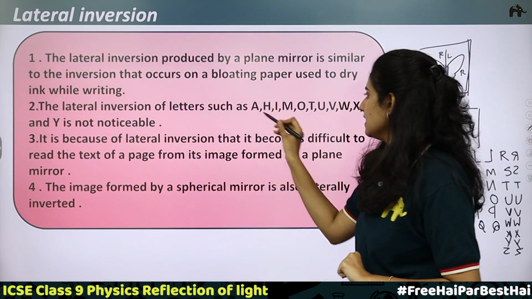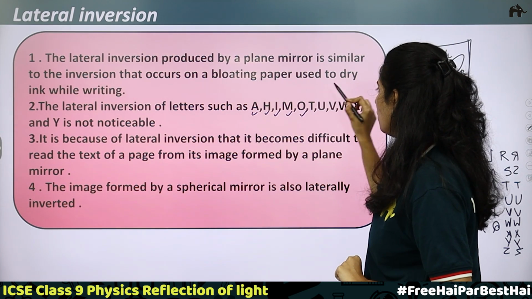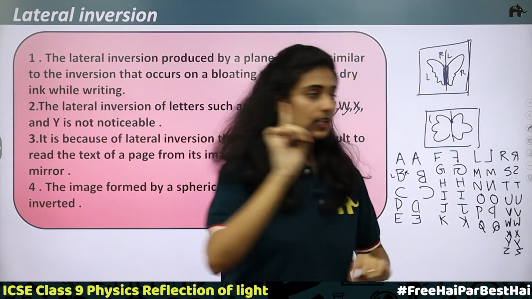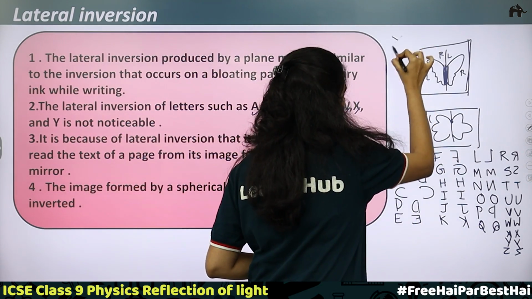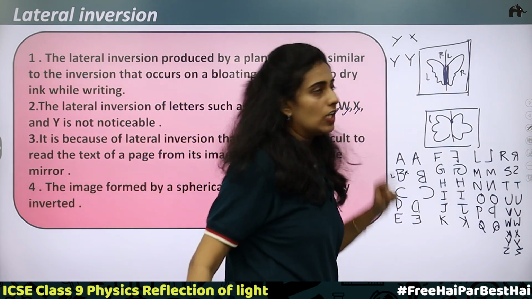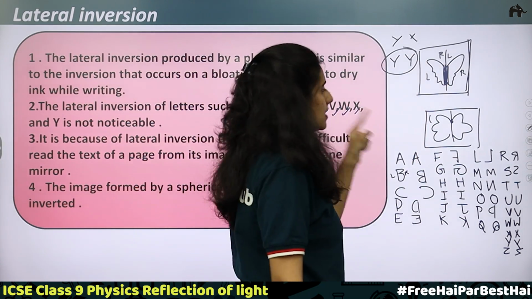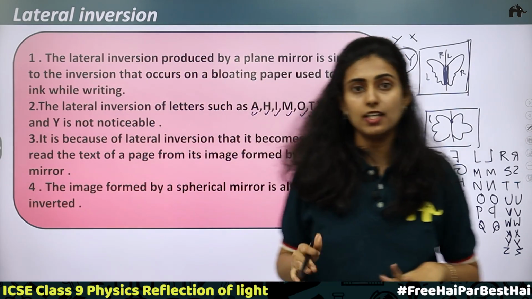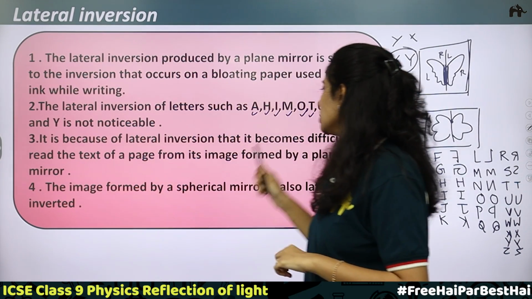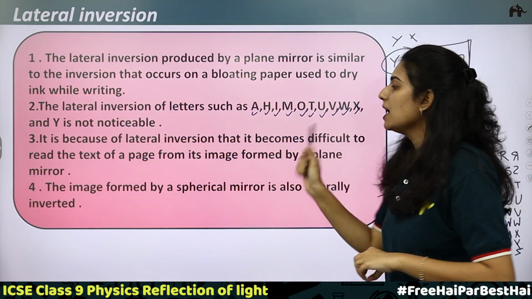So, for letters A, H, I, M, O, T, U, V, W, X and Y, there is no difference. For Y, if you are writing like this, then there is a difference. But if you are writing Y in this way, as normally in prints, you will be getting Y in this way, so there won't be any difference. So for these letters, the laterally inverted image and the object will be the same thing. Third point: it is because of lateral inversion that it becomes difficult to read the text of a page from its image formed by a plane mirror.